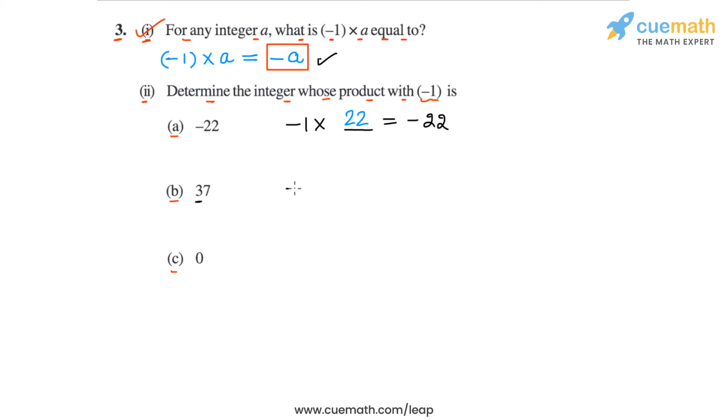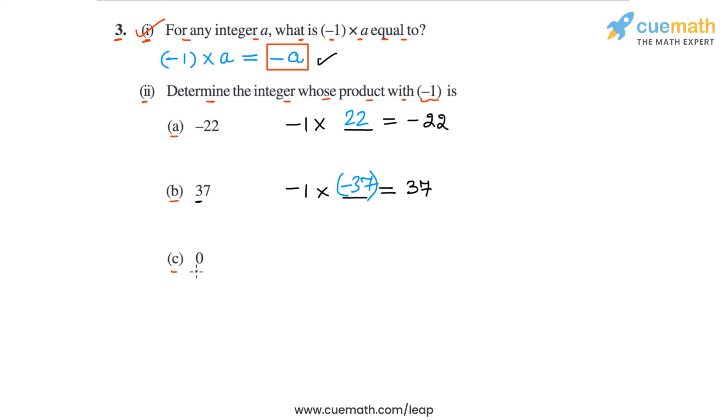So we write the statement minus 1 into blank is equal to 37. So what integer will go into the blank? Well, the correct integer will be the negative of 37, which is minus 37. So we will put minus 37 here because minus 1 into minus 37 is equal to 37.